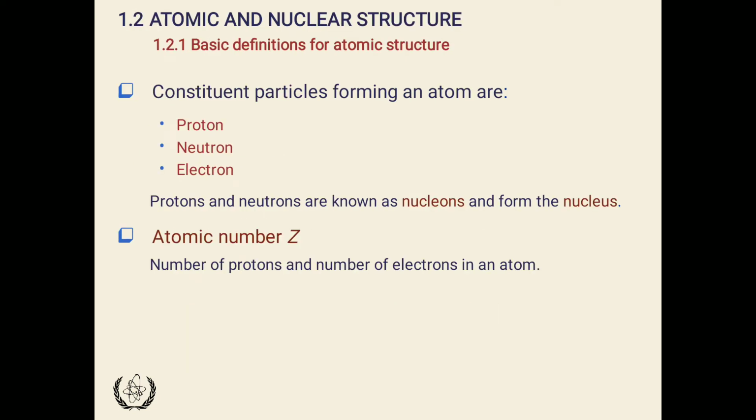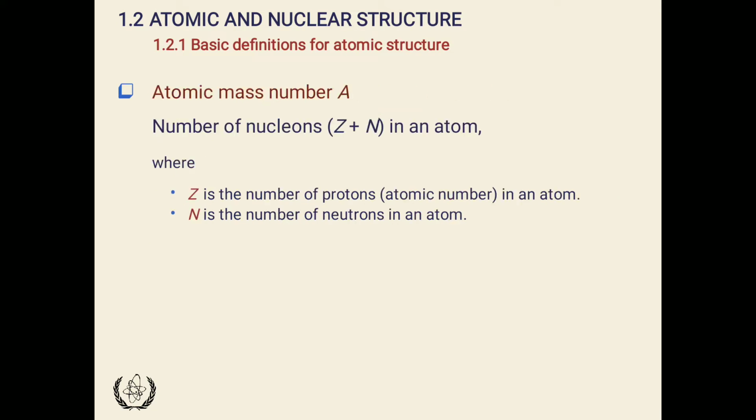The constituent particles forming an atom are protons, neutrons, and electrons. Protons and neutrons are also known as nucleons and they form the nucleus. The atomic number, denoted by Z, is the number of protons and the number of electrons in an atom. Atomic mass number A is the number of nucleons, that is Z plus N in an atom, where Z is the number of protons or atomic number of an atom and N is the number of neutrons in the atom.